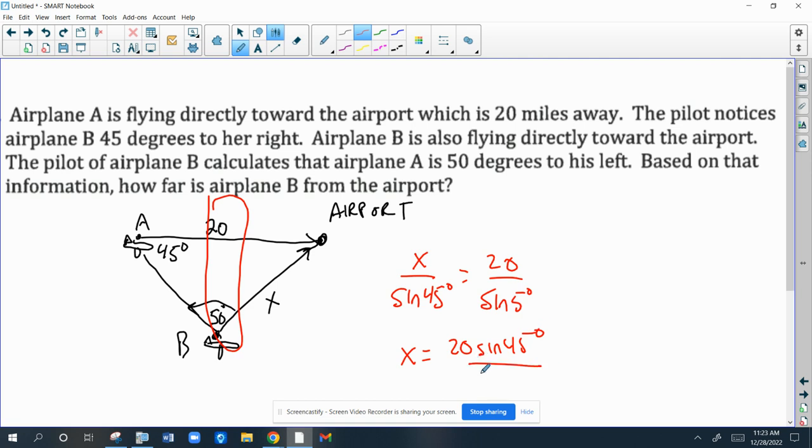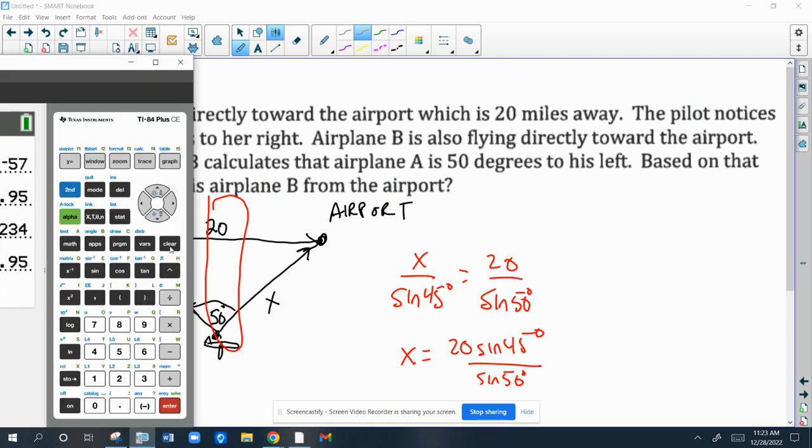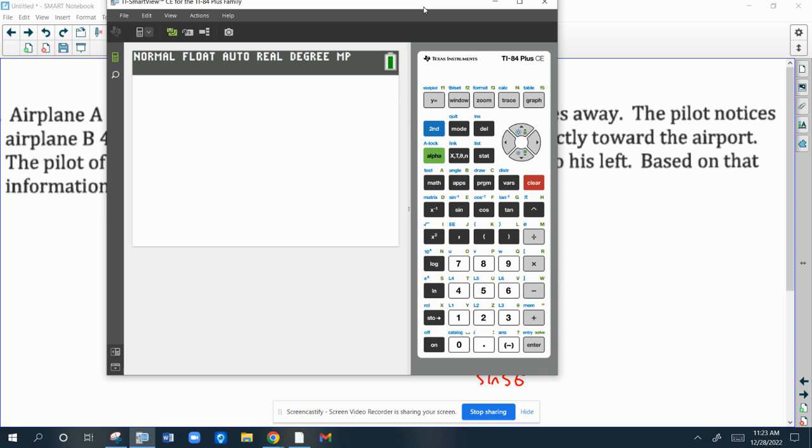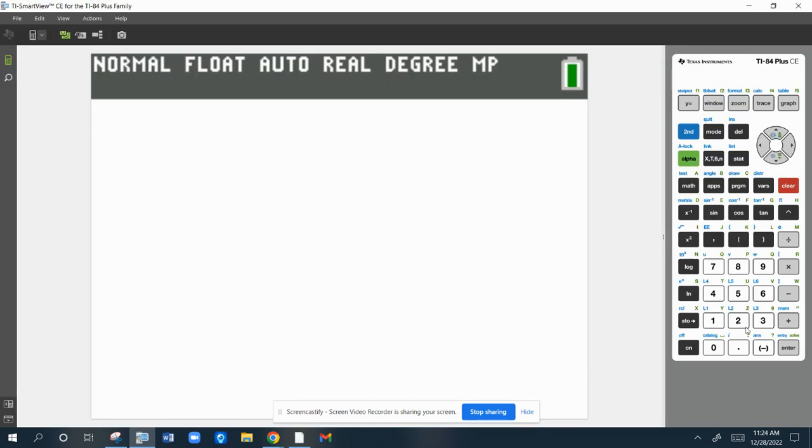So I realize I put sine of 5 there. So I'm going to grab my calculator, make sure you're in the right mode, which is degree mode, obviously here, and just type in 20 sine of 45 divided by sine of 50. And that will get you the answer.